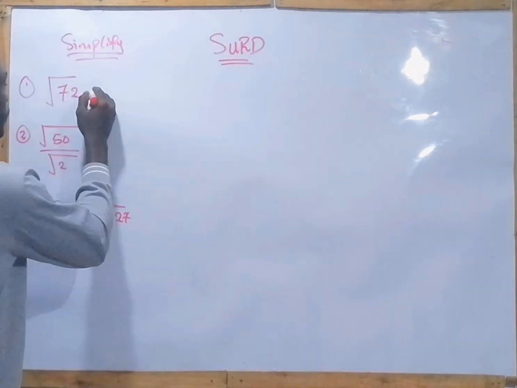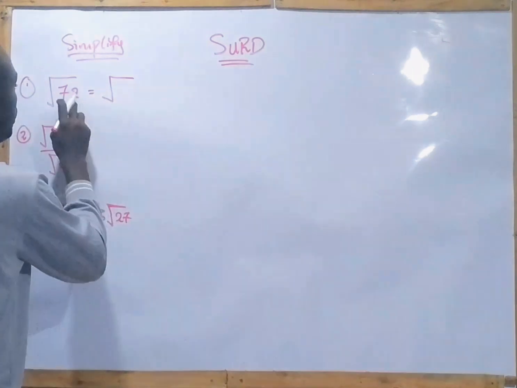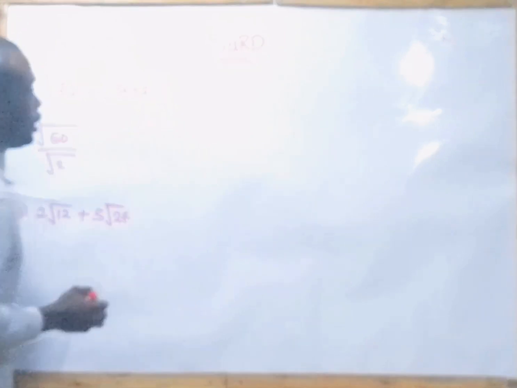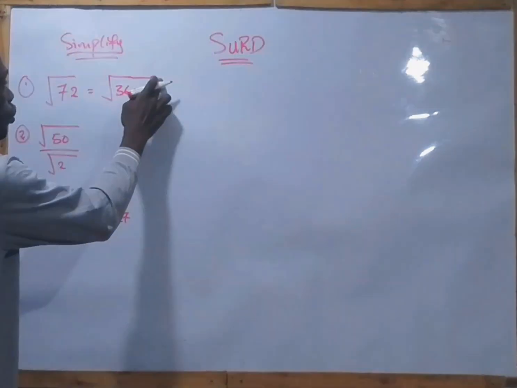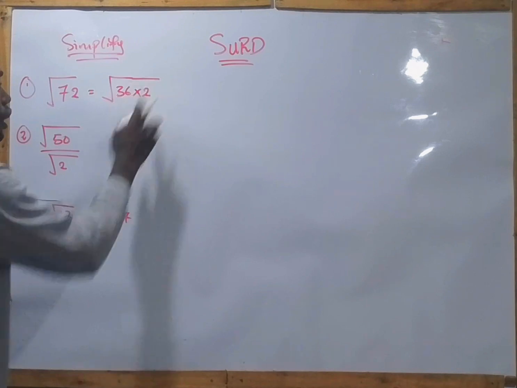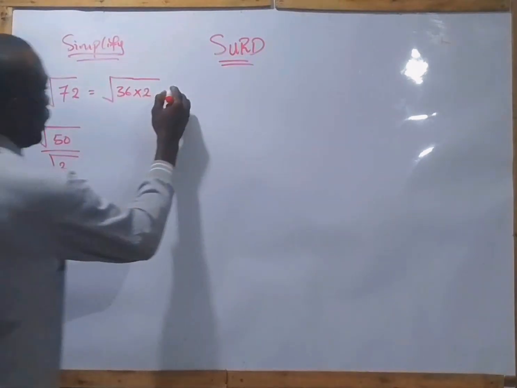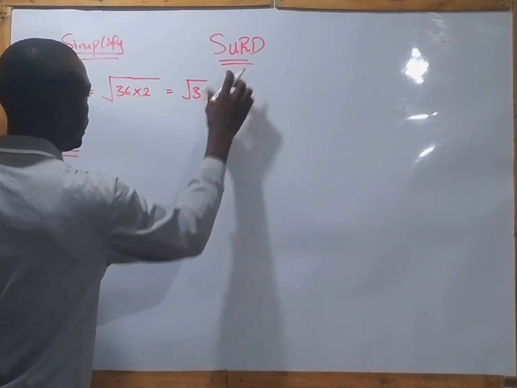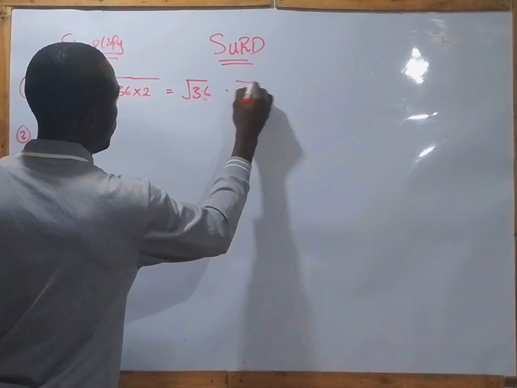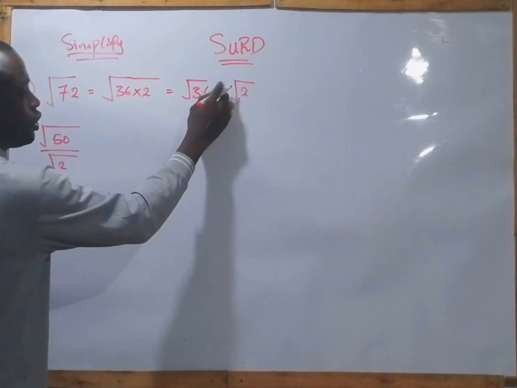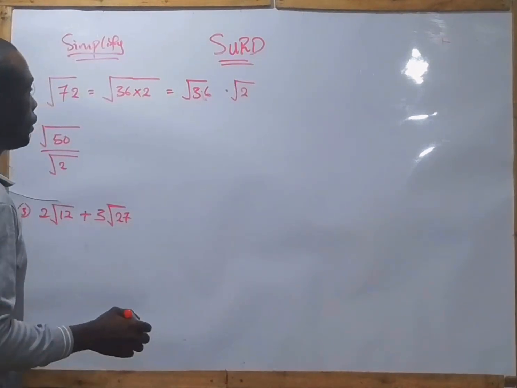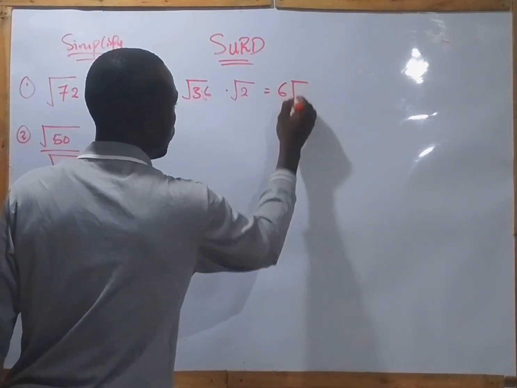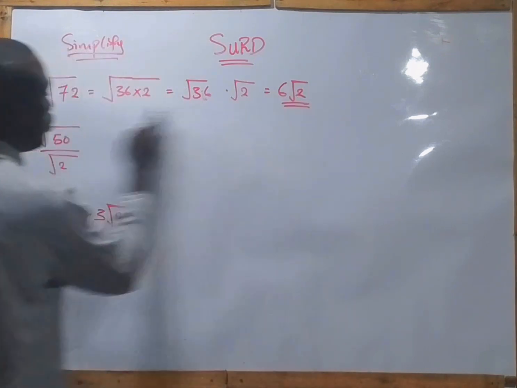You say 72 is equal to 36 times 2. Make sure that your square root is covering the two of them. So in this place, you move further and separate them. You have root 36 times root 2. Don't forget your dot here is also multiplication. So root 36 will give us 6, which is 6 root 2.